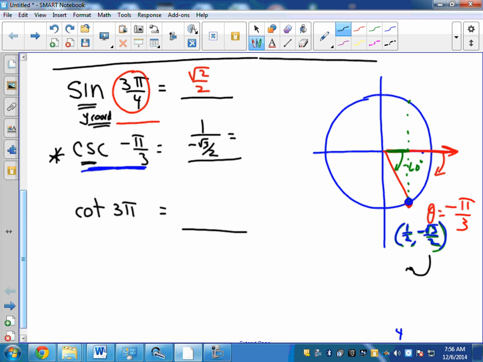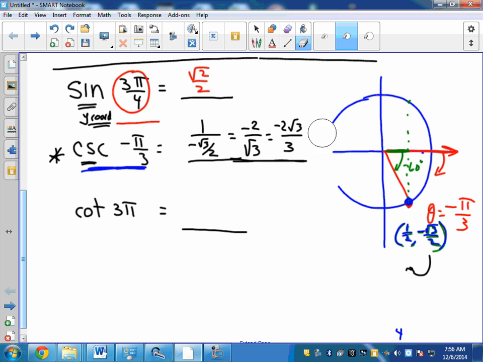Of course, we're not going to leave it that way. This is the reciprocal of negative square root of 3 over 2, so that would be negative 2 over the square root of 3. And we should rationalize that as negative 2 square roots of 3 over 3. Okay, so that would be the answer to that question.